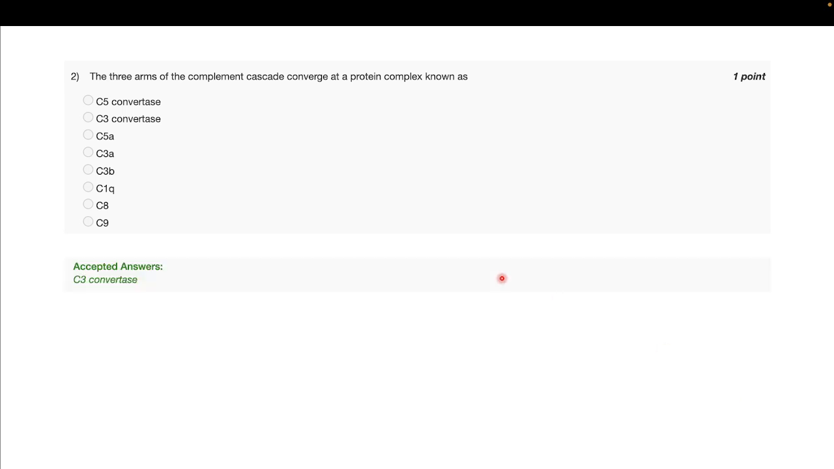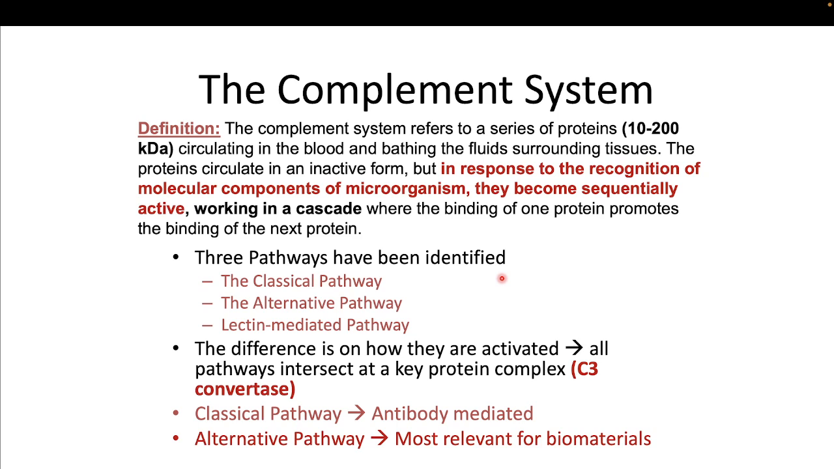Okay, let's look at the answer. Yeah, both of you are correct. It's C3 convertase. So as I said, your complement system has various different pathways through which it can get triggered. So the first is classical pathway, alternative pathway, and then lectin mediated pathway. So no matter how your complement system is going to be activated through all these pathways, they're always going to converge at one particular protein complex, that is C3 convertase.